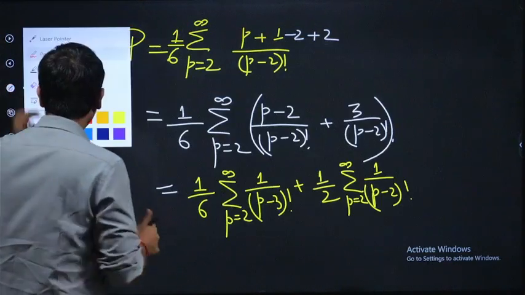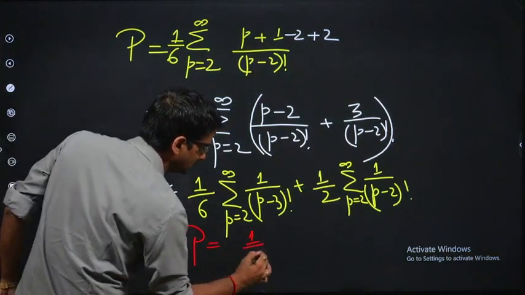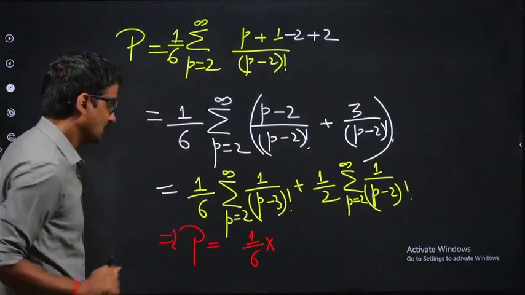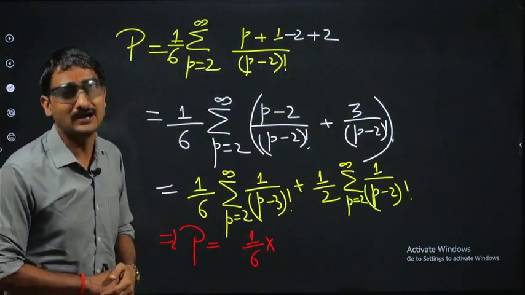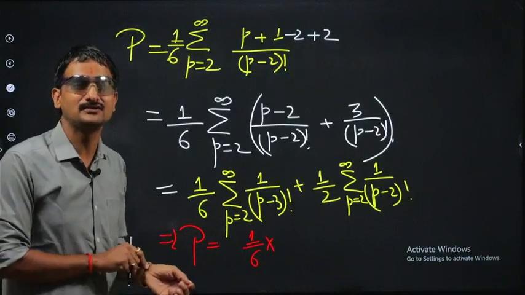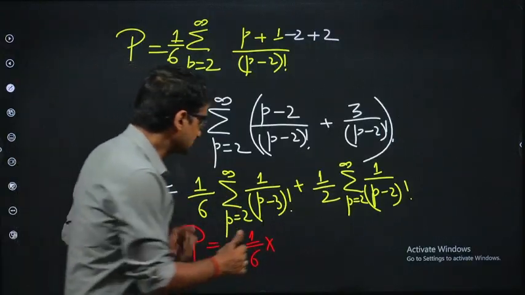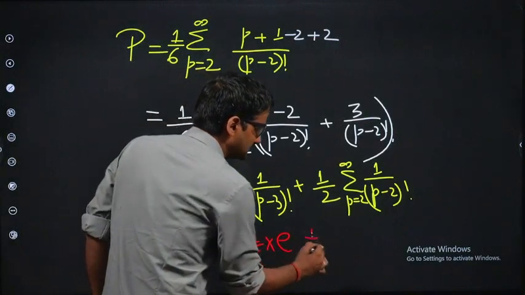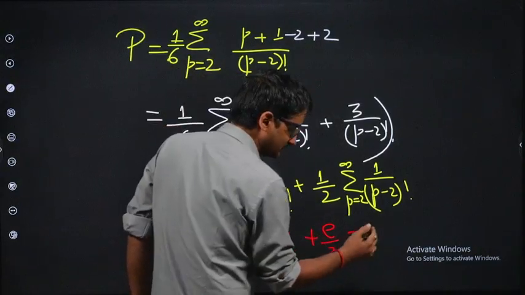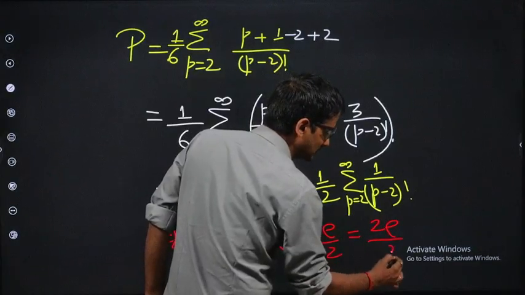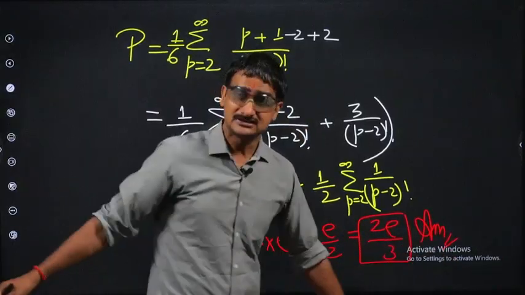So what do we get here? This implies the sum is 1 by 6 into, put p equal to 2. Here the negative factorial we have to ignore, so p will start with 3 in this case. So this is e, and then this is again e by 2. So 4e by 6, which is 2e by 3. So according to me, that should be the answer for that series.